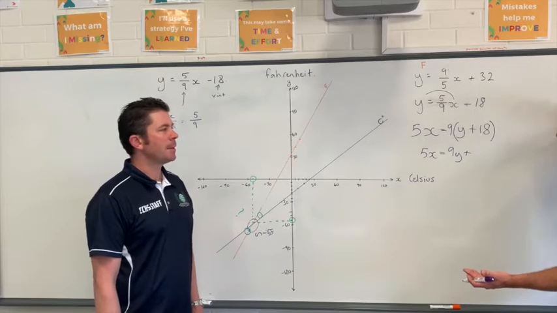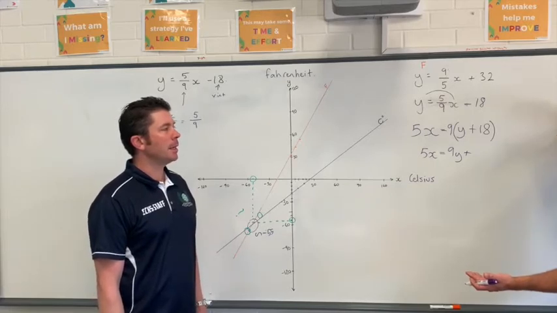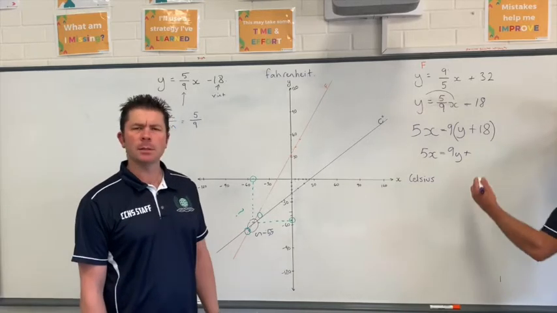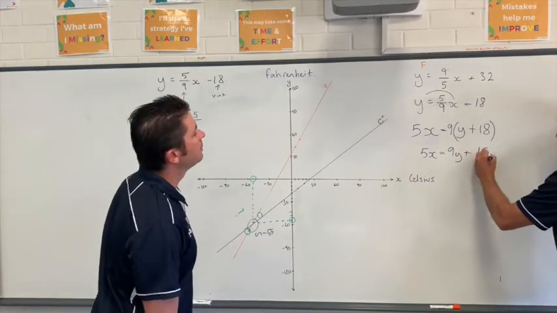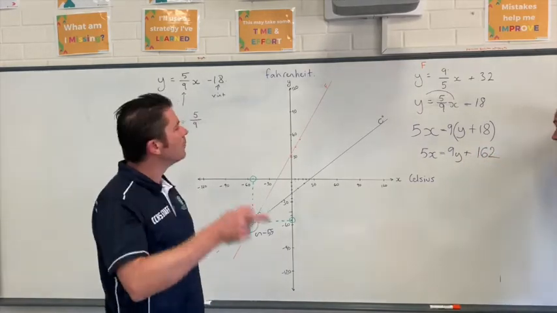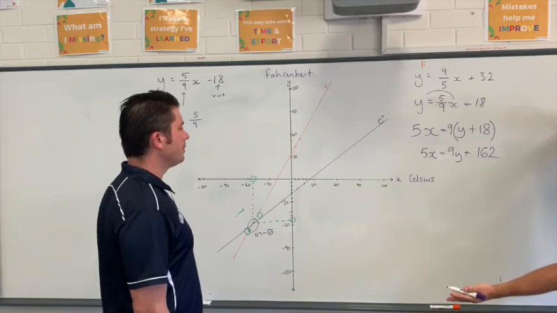How's that work for you? Yes, that'd be good. I think that's very good. Yes, it is, 162. Okay. Sorry, I was just thinking. All right. Now what do we do?